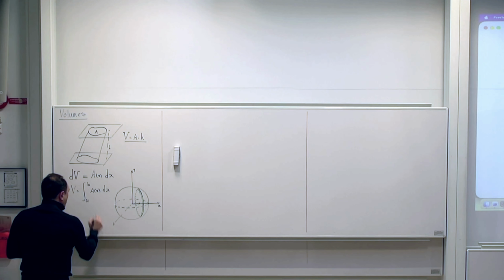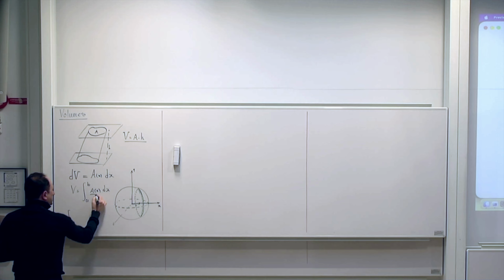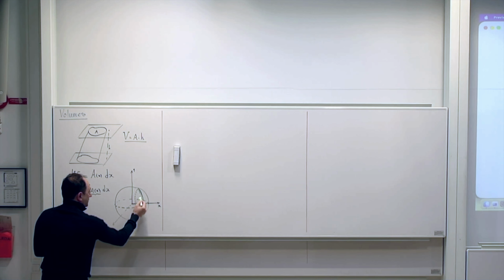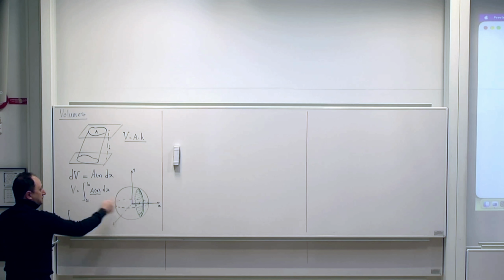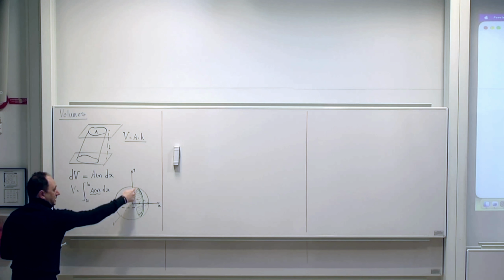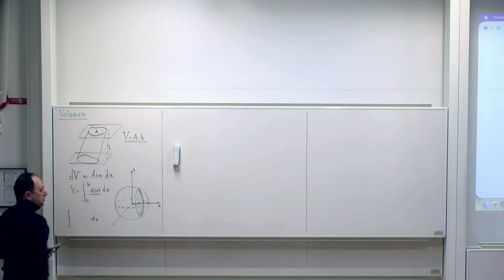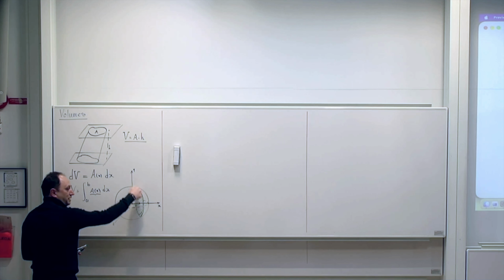But if I want to use this formula, I need something else. I need to know the area of this green cross-section. If you want, I can hatch it a little bit here. I want this area of this green section, which hopefully you agree is a circle. But I want to write the area of this green cross-section as a function of x. Hopefully by symmetry you realize that this shape is a circle.